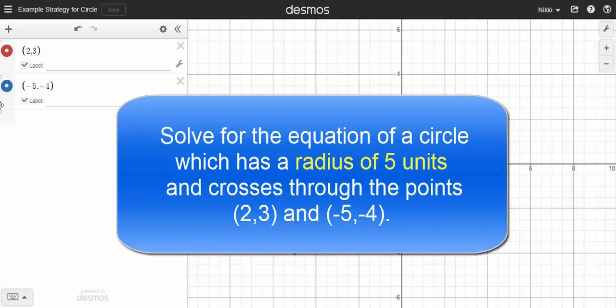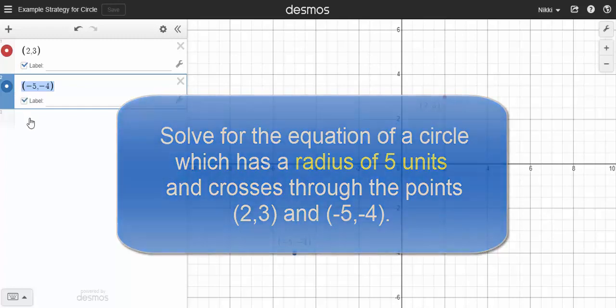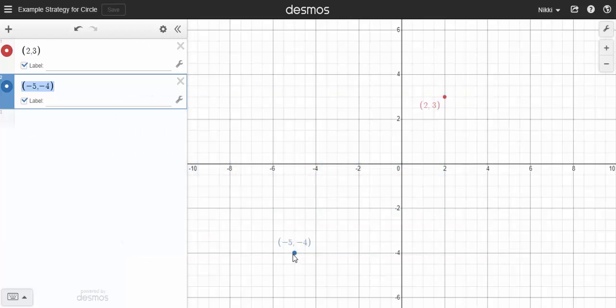So in the word problem given, we want to find the equation of a circle which goes through the points (2, 3) and (-5, -4), and we know it has a radius of 5. So I know that it needs to go through these two points. They might be on the outside of that circle since it has to cross through those points.